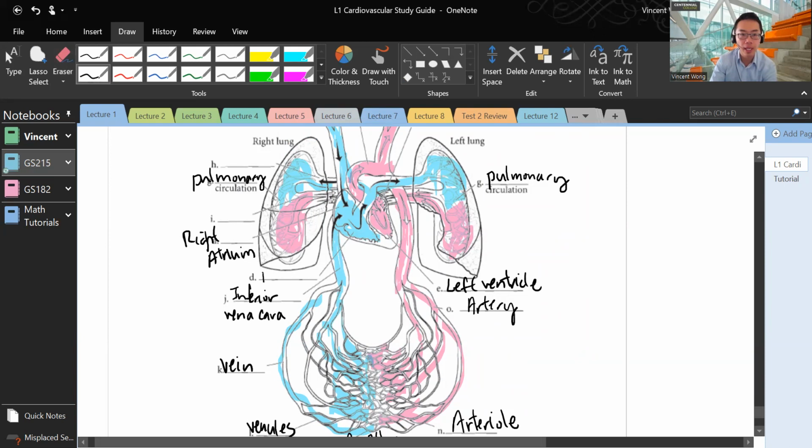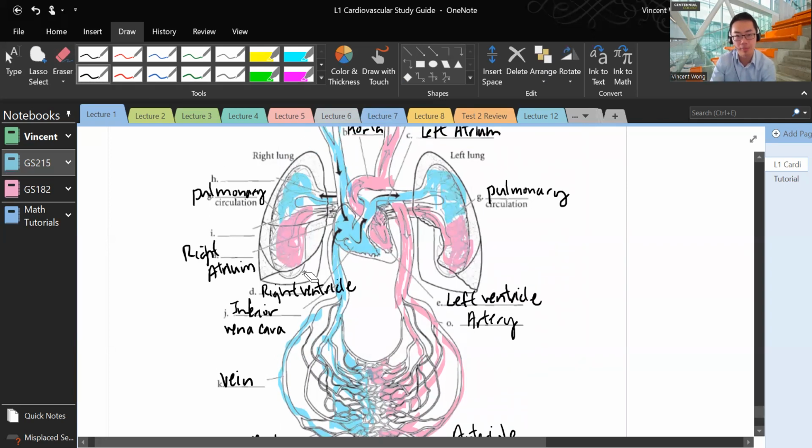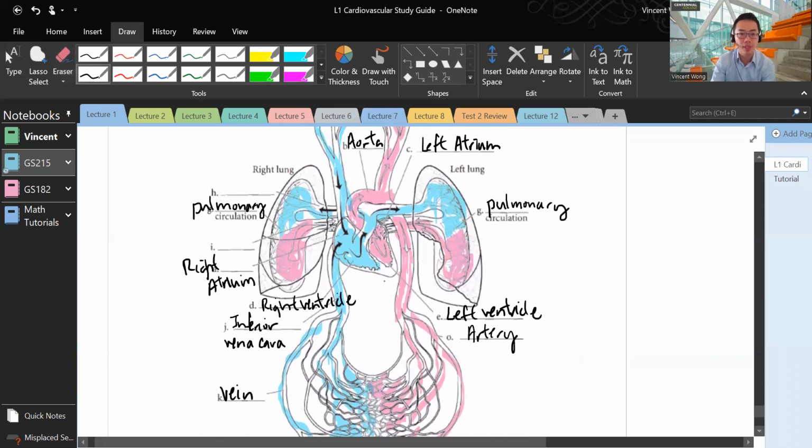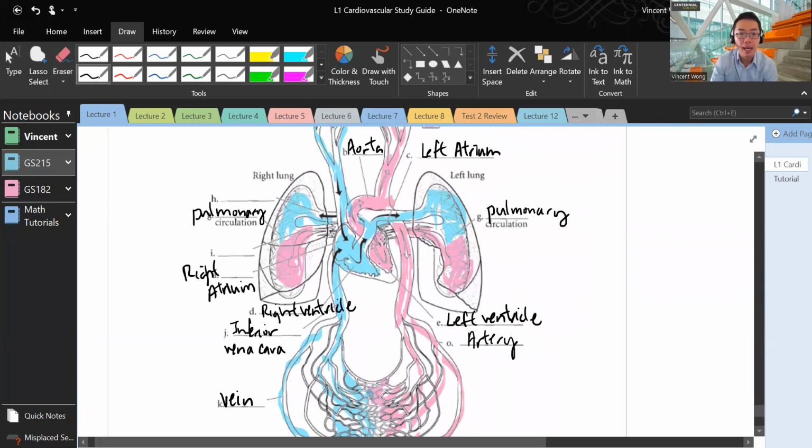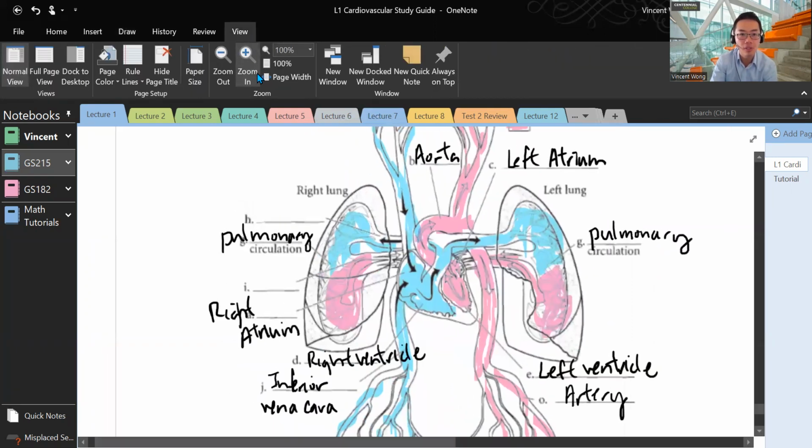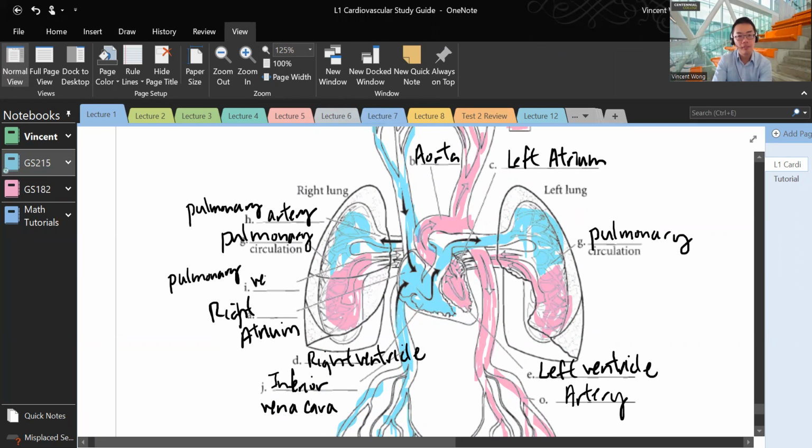Over here is the right ventricle. You're not going to get something this complicated to label, right? There are many things pointing at things that are not very clear, but nevertheless, it's a good diagram to summarize everything. And we have two more here. Zoom in a little bit to see. H is pointing at this vessel that's taking the blood to the lungs, so that would be the pulmonary artery. And then this one is returning to the heart, so that would be the pulmonary vein.